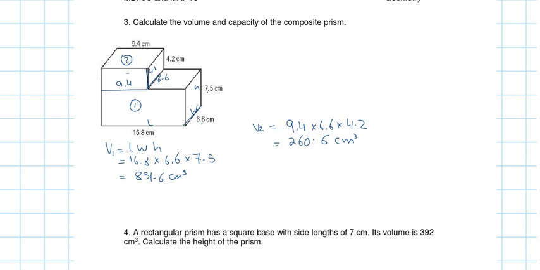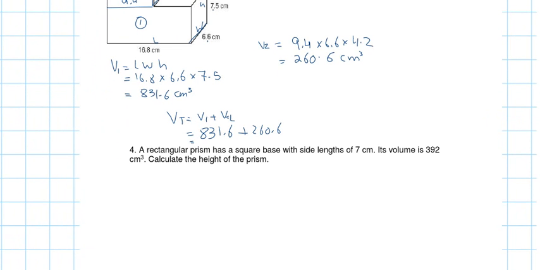And now my final answer is going to be that the total volume is V1 plus V2, which is 831.6 plus 260.6, and the answer is 1092.2, and the unit is centimeter cube.